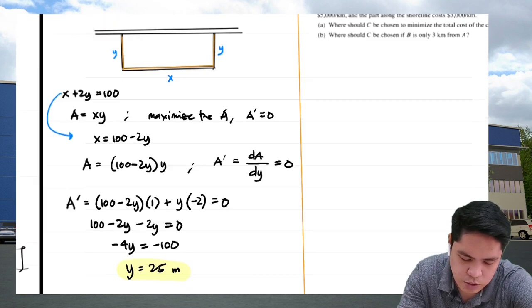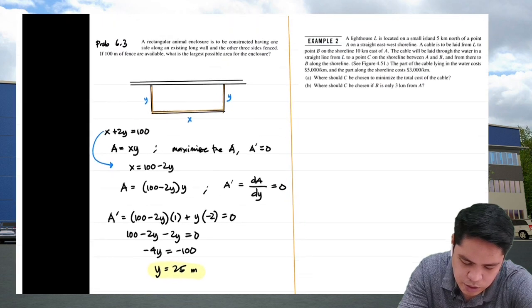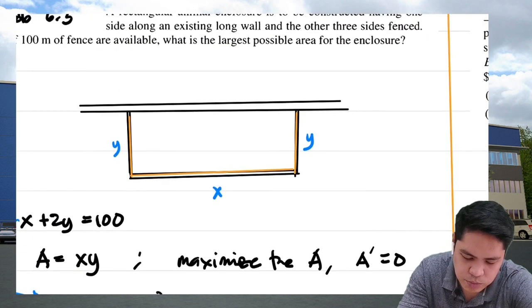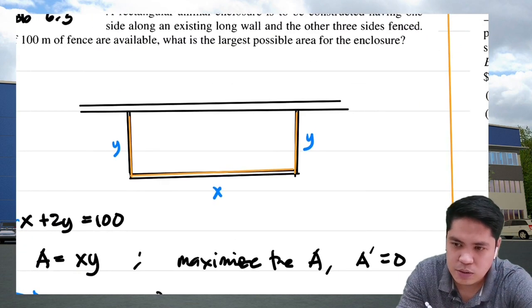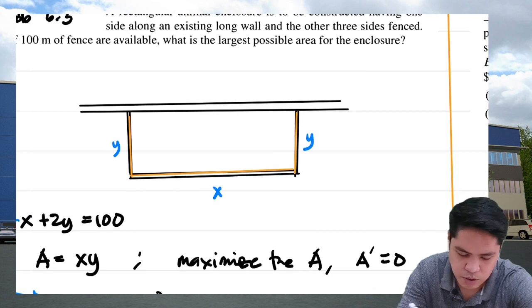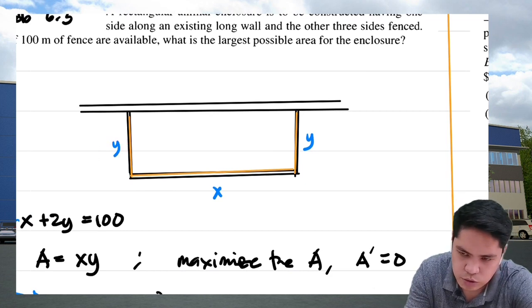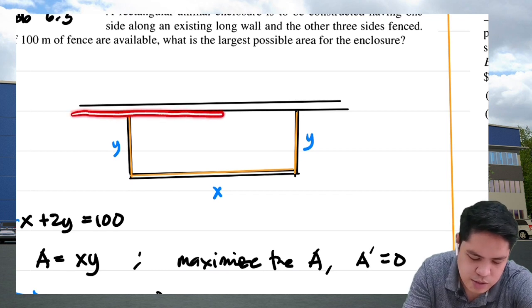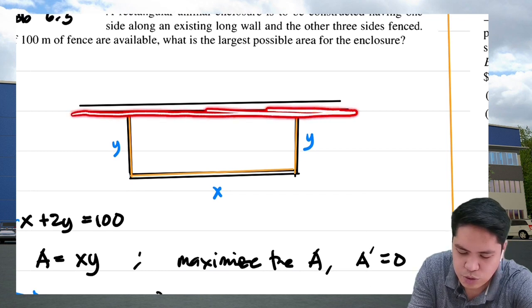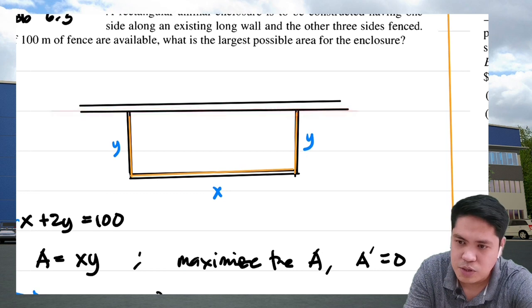Diba? But, of course, klaro naman na yung minimum natin dito is 0 area. Diba? Masi-zero yung area pa for the minimum area. Because, ayan, if wala tayong value ng y, then it's all x, lahat x. So that would be our enclosure. Ganun lang, wala siyang area, so that's 0. That's the minimum area we could get.